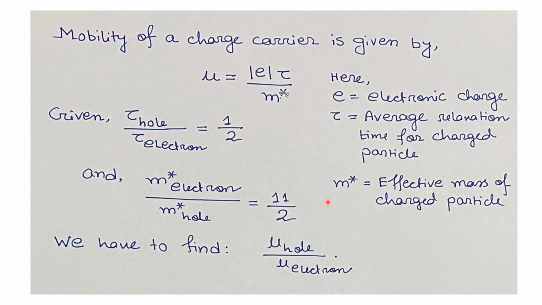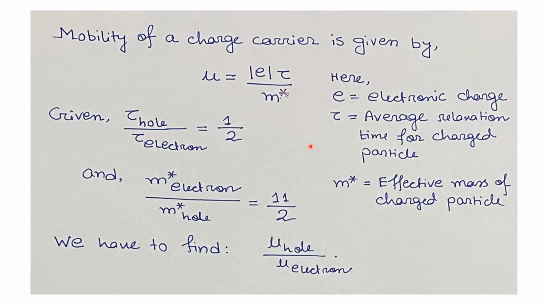Now the effective mass of a charged particle is defined from its actual mass. The effective mass is a quantity that is used to simplify band structure by modeling the behavior of a free particle with that mass.